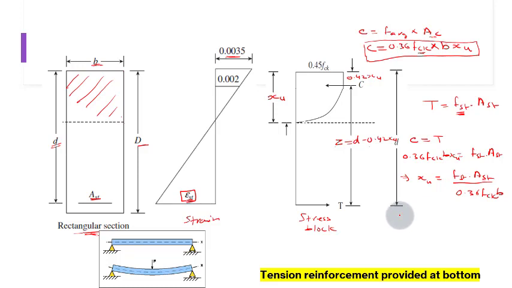We can compute the moment of resistance of the beam, which we can call the ultimate moment of resistance MUR, and this equals C into lever arm or T into lever arm. So accordingly we can get the formula for moment of resistance.